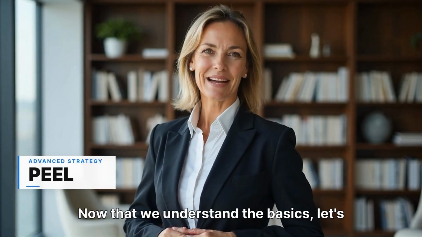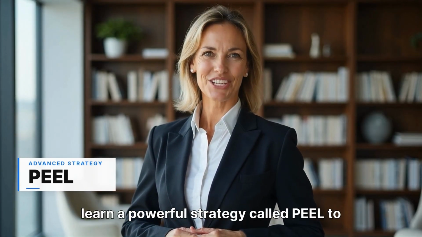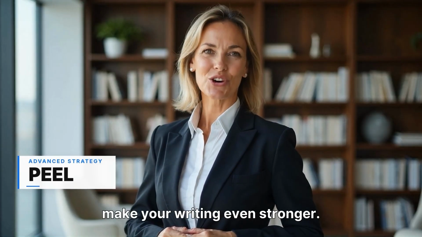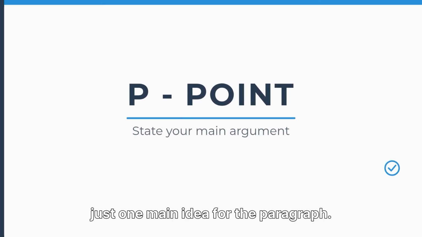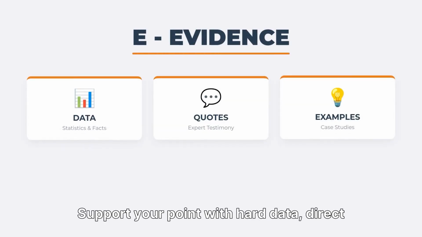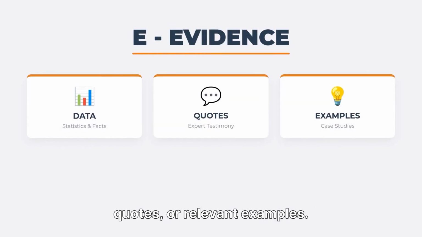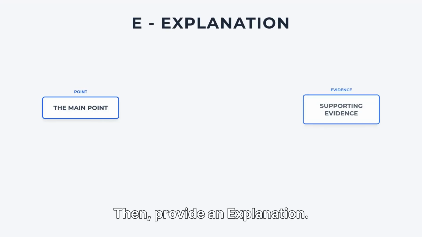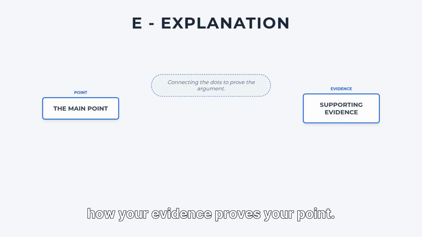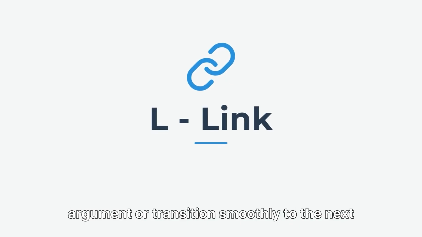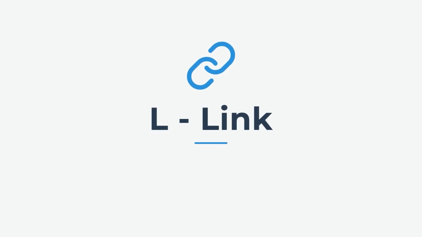Now that we understand the basics, let's learn a powerful strategy called P.E.E.L to make your writing even stronger. P is for point. State your main argument clearly, focusing on just one main idea for the paragraph. Next is evidence. Support your point with hard data, direct quotes, or relevant examples. Then, provide an explanation. Make the connection clear and explain exactly how your evidence proves your point. Finally, link back to your overall essay argument or transition smoothly to the next paragraph.